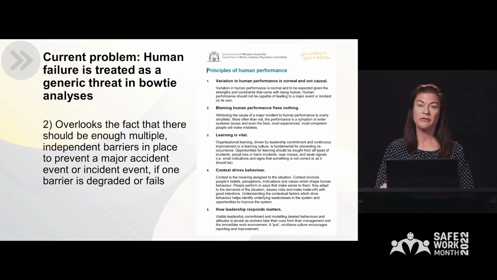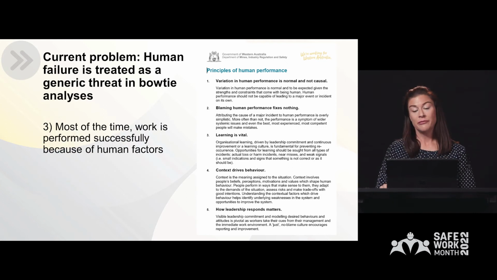Secondly, by treating human failure as a threat, it gives undue weight to the few occasions in which errors or mistakes significantly degrade barriers and overlooks the fact that there should be enough multiple independent barriers in place to prevent a major accident event or major incident if one barrier is degraded or fails. And thirdly, it overlooks the fact that most of the time work is performed successfully because of human factors and how people will work to avoid undesirable consequences.